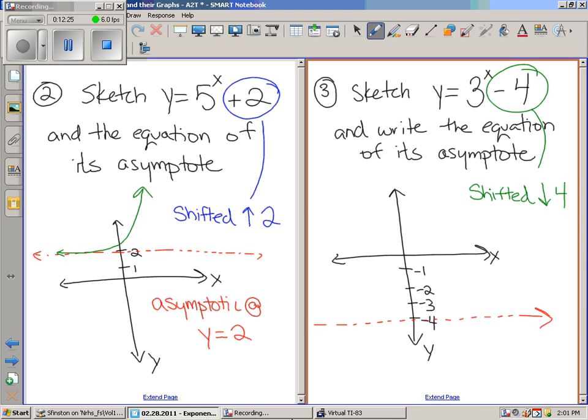So there's our asymptote. Now, which way is the graph going? Is it still going up? Still doing the same thing it used to do. It was just shifted down by 4. Nothing more to it. It's going to look like that. And what's the asymptote? Very nice.